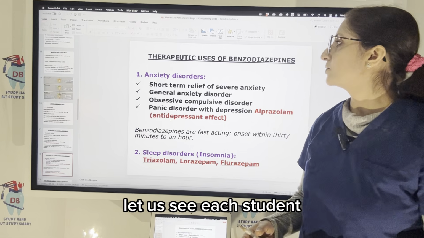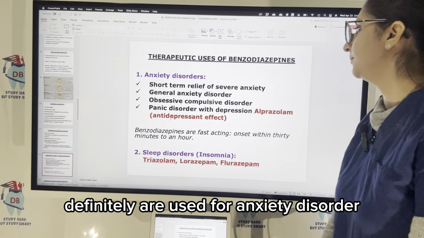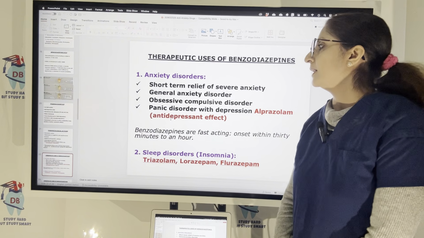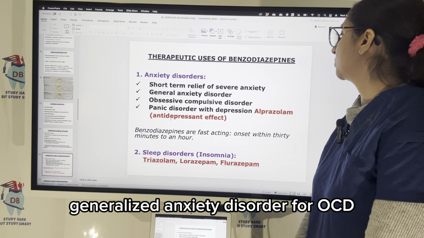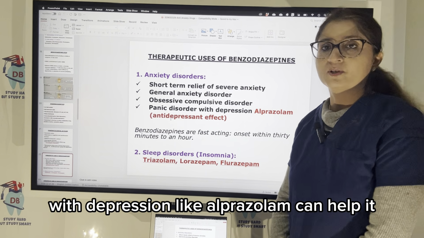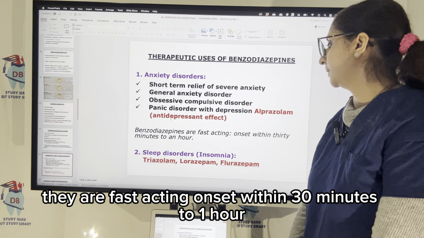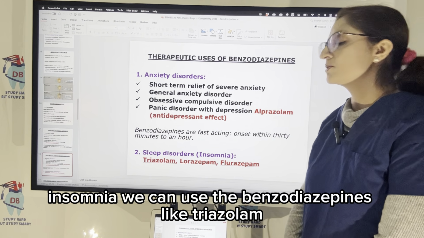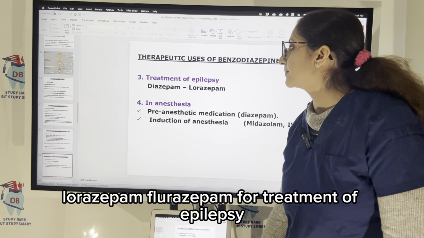Now, let us see, students, what are the therapeutic uses of benzodiazepines. Benzodiazepines definitely are used for anxiety disorder. They help in short-term relief of severe anxiety, generalized anxiety disorder, OCD, also panic disorder, and depression, like alprazolam can help. They are fast-acting, with onset within 30 minutes to 1 hour. For sleep disorder, insomnia, we can use benzodiazepines like triazolam, lorazepam, flurazepam.